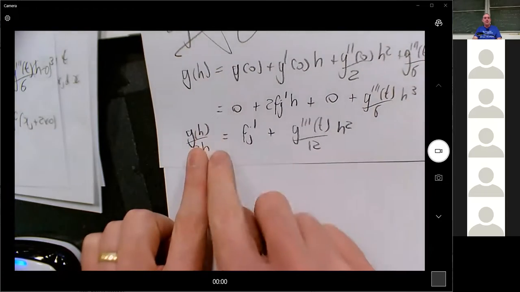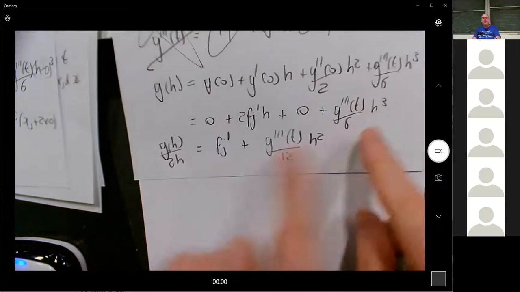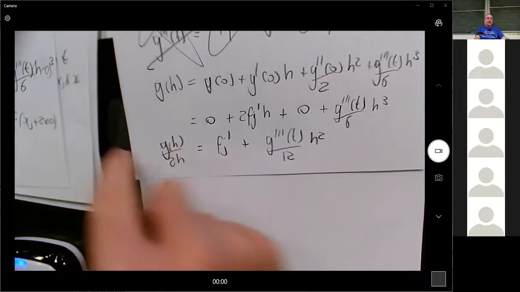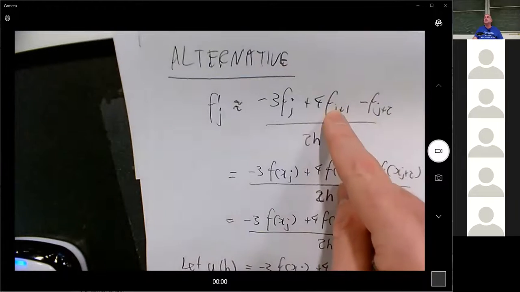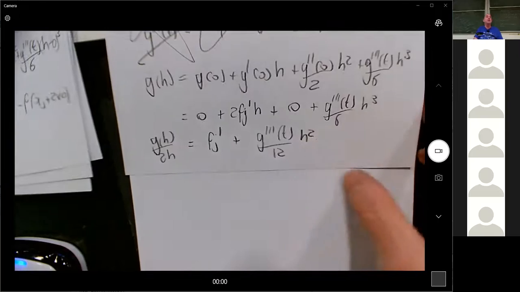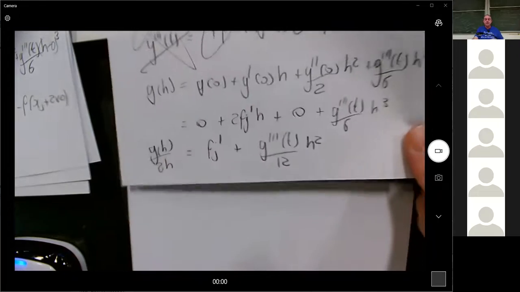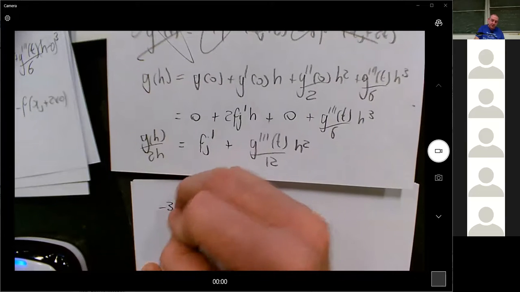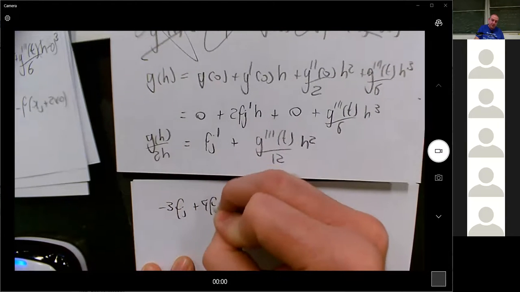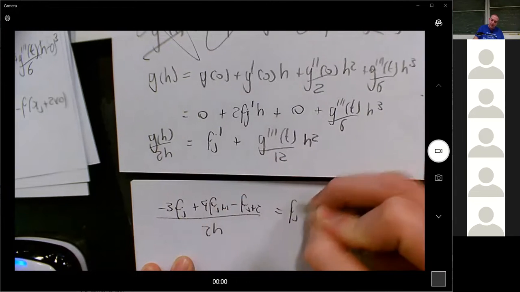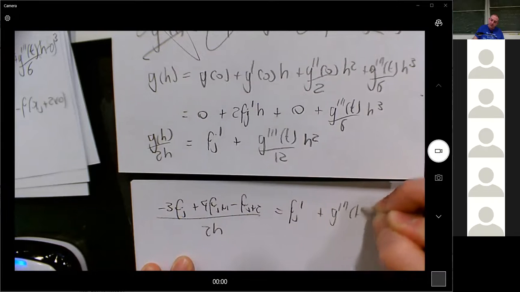So divide that by 2h, I'll divide that by 2h, I'll divide that by 2h, and here we are. And this is exactly this, which was the thing I was trying to use to approximate f'_j. So just to be absolutely completely clear and explicit, (3f_j + 4f_{j+1} - f_{j+2}) over 2h is f'_j plus g triple dash and 12h squared.